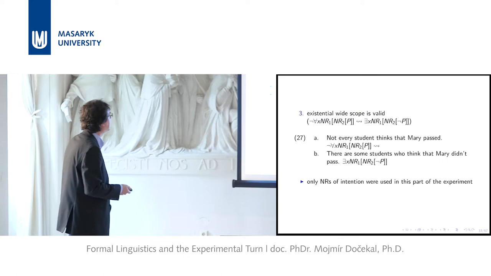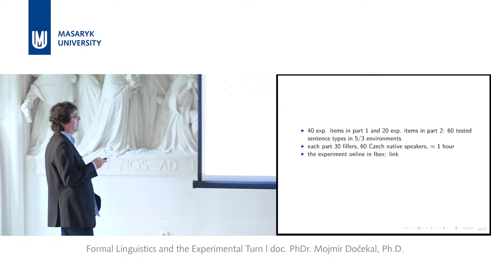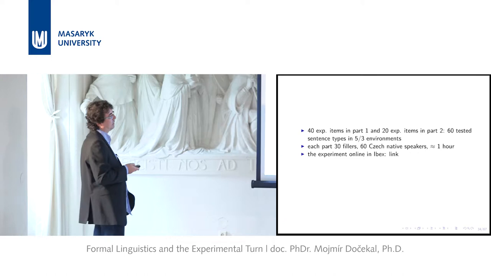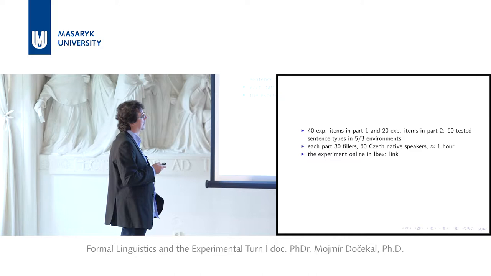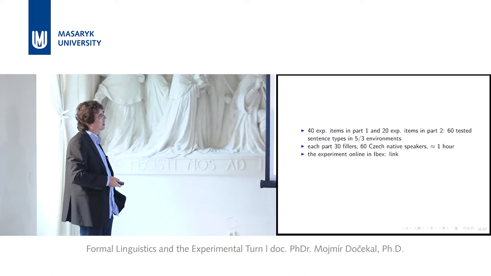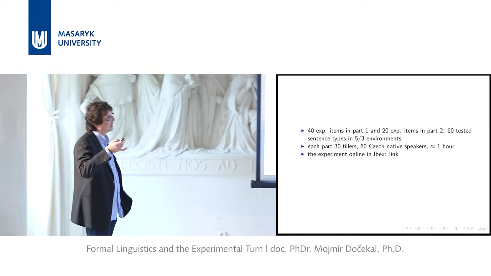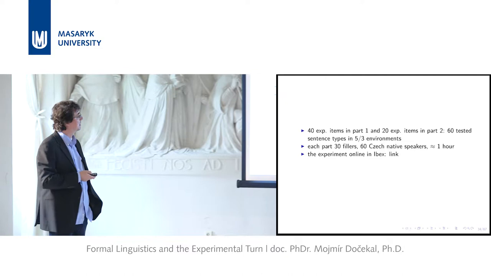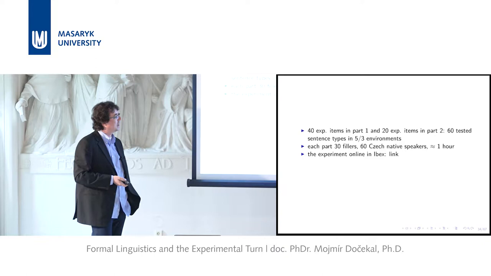There were something like 40 experimental items in the acceptability part and 20 experimental items in the inference part. So in sum, there were 60 sentence types in 5 environments: positive, negative, negraising one, negraising two, non-negraising verb, and 3 conditions in the second part of the experiment, which were negraising, cyclic negraising, and existential wide scope. Each part had 30 fillers because in a good experiment, subjects don't know what you are asking them about.